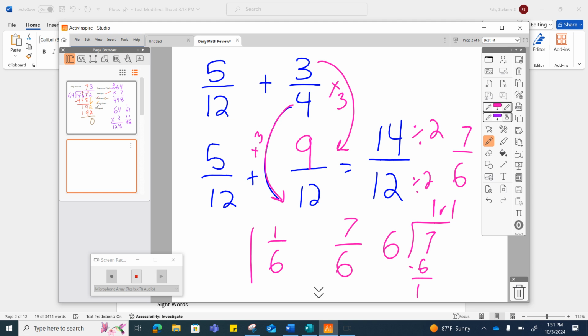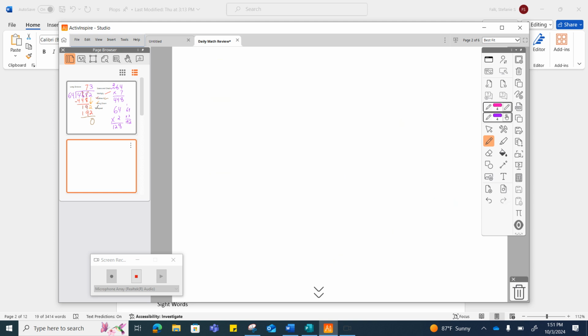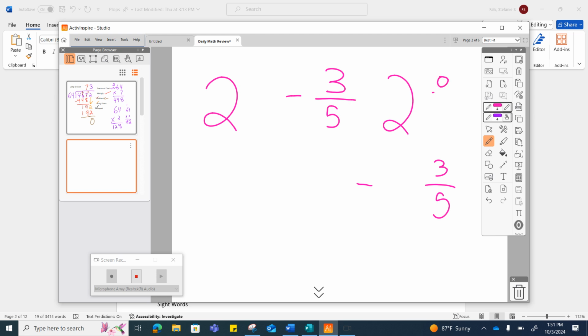2 minus 3/5. So, looking at this one, is 2 and nothing the same as 2 and 0/5? Yes. So you can't do that. This is where, same thing as with subtraction, we borrow and regroup.